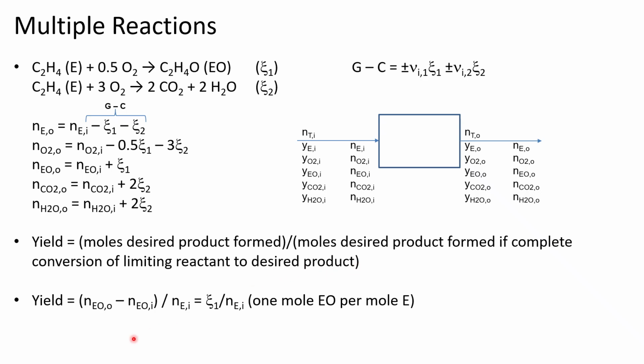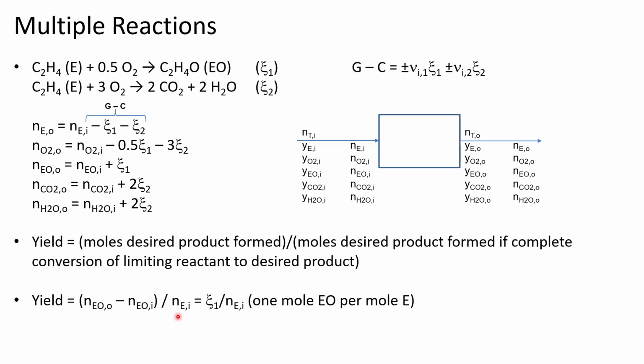Let's apply that to calculate the yield of a reactor in which these two reactions occur, and we acknowledge that ethylene oxide is our desired product. So the first term we have to calculate in parentheses in this formula here is the moles of the desired product formed. Well, the moles formed is just going to be the moles of ethylene oxide out minus the moles in. The difference is how many moles were formed in the reactor.